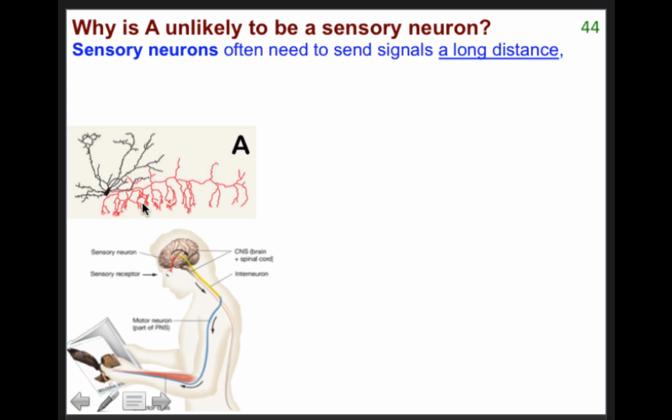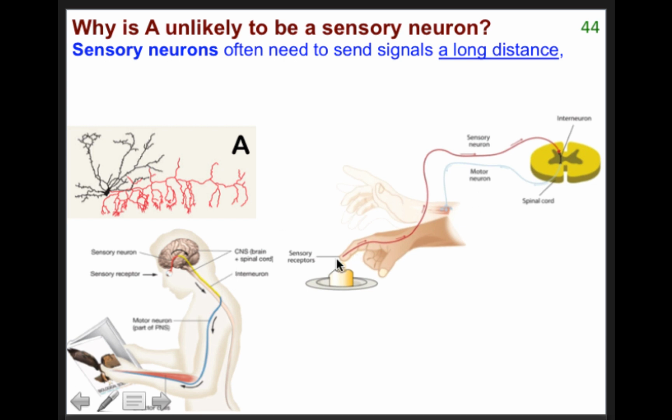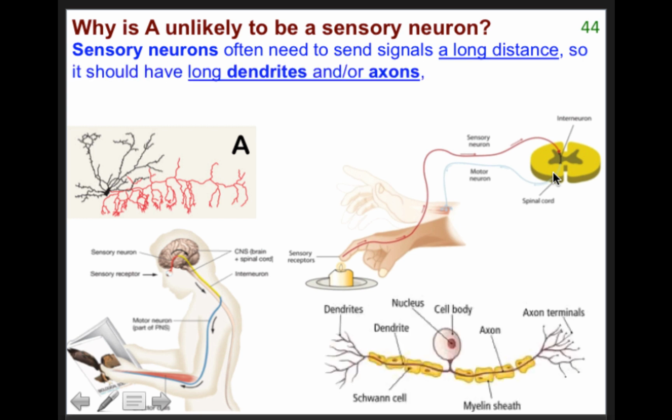So this is unlikely to be a sensory neuron because if you think about it, sensory neurons generally have to send signals a very long distance, right? So maybe not so much from the eye to the brain, but for example, if you were sending a signal from your fingertip where you might be touching something hot to your spinal cord, we're talking about almost a meter in length. So instead of just a whole bunch of short dendrites and axons, you should see a very long dendrite or axon to carry that signal a long distance, right?